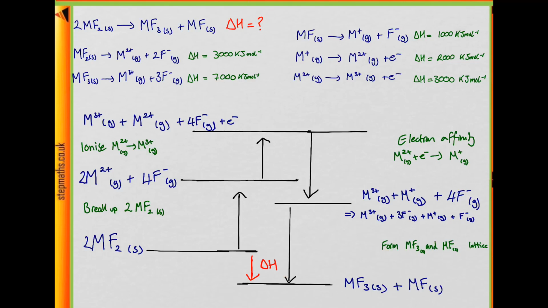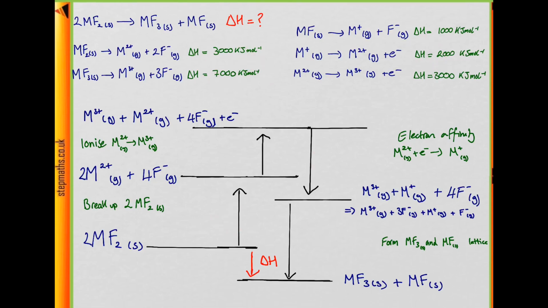So now we've constructed the Hess cycle. Now we just have to add these values into the right place. So breaking up the MF2 lattice, we have a value of 3,000. But note, we're breaking up two MF2s, so you do 2 times 3,000. Next, the ionization of M2+ to M3+, and that also has a value of 3,000.